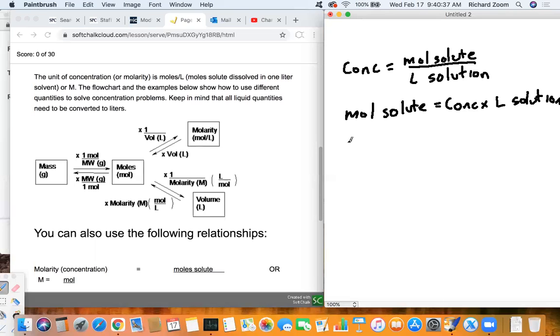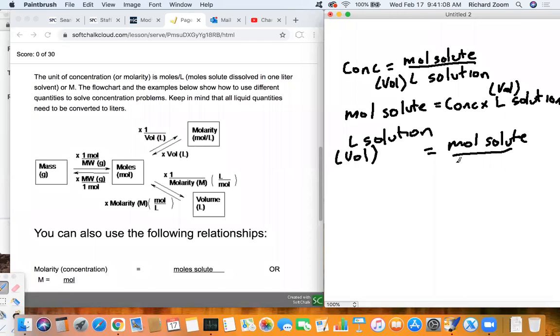And the last one I'm looking at here will be liters of solution, or if you like, volume. Liters of solution is going to be moles of solute divided by concentration. Now, this is interesting, this moles of solute divided by concentration. I'm going to give an alternative to that as well: moles of solute times 1 over concentration. And we'll be using that in some of our equations here.